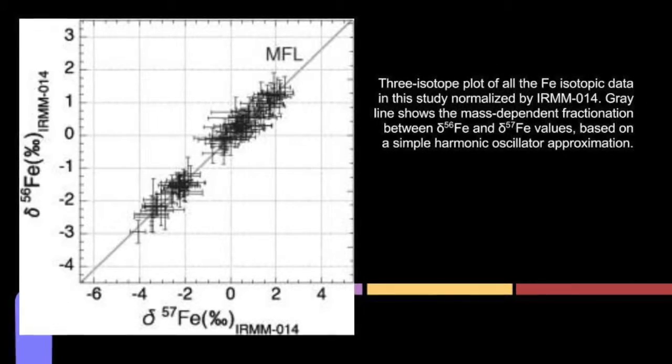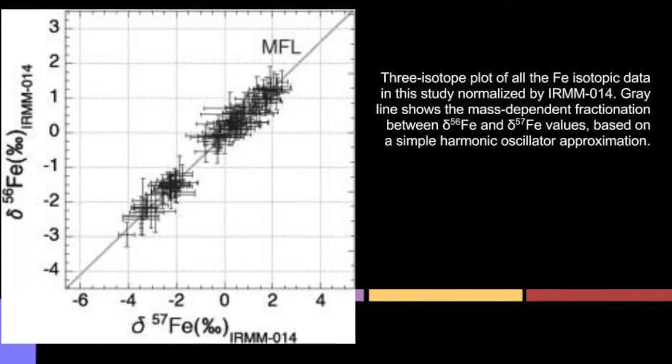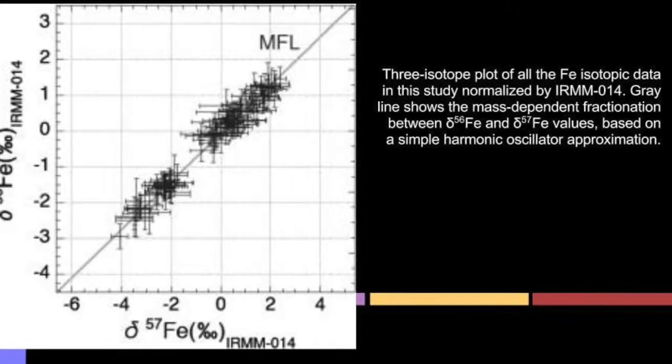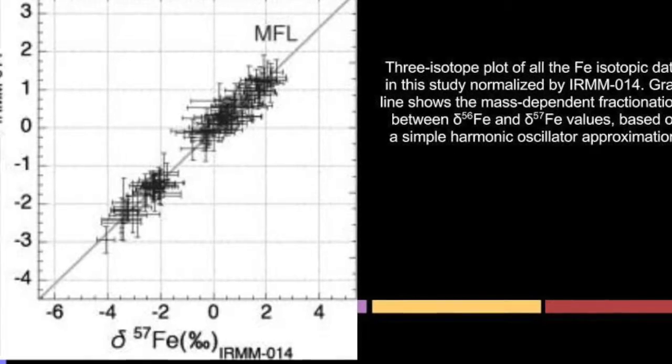This graph shows the relationship between iron 56 and iron 57 ratios. The straight gray line is the theoretical mass-dependent fraction line. This data is consistent with non-mass-independent isotope effects.